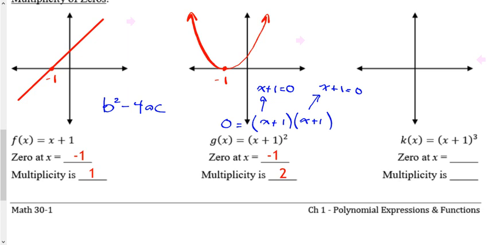The multiplicity of the zero is 2 whenever I have a factor in a polynomial that's repeated, and it happens 2 times. My graph will bounce off the x-axis like this. This was a quadratic, but it would be the same if it was degree 5, with one of the factors repeating twice. At that 0, my graph is going to bounce off the x-axis.